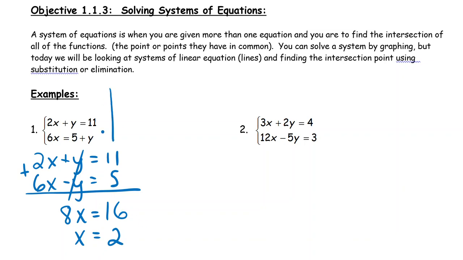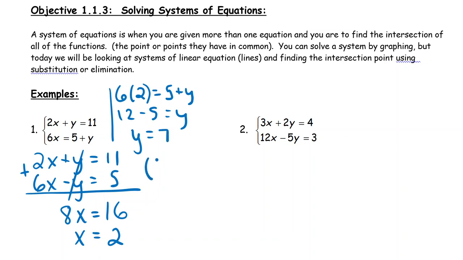It doesn't matter which equation you plug the 2 into to solve for y. I'll plug it in down here. So 6 times 2 equals 5 plus y. That gives me 12 minus 5 equals y, and I get y to be 7. So the intersection point is (2, 7).